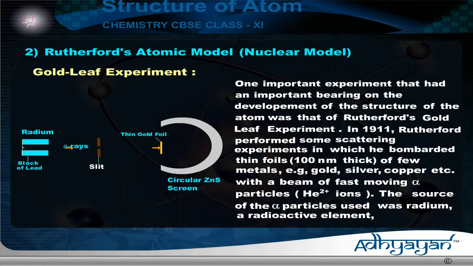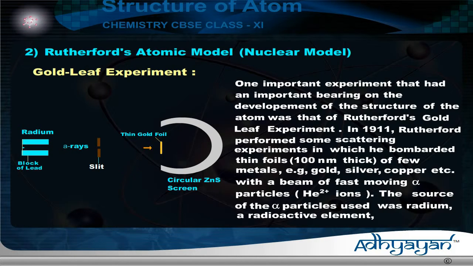In 1911, Rutherford performed some scattering experiments in which he bombarded thin foils, that is 100 nm thick, of few metals such as gold, silver, copper, etc. with a beam of fast-moving alpha particles, that is helium-2 plus ions.